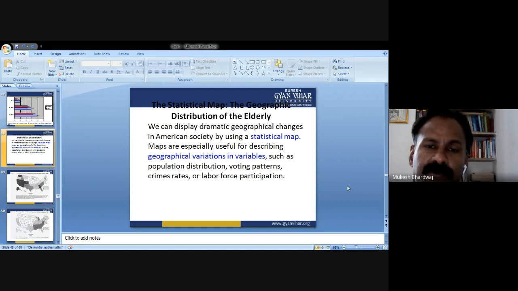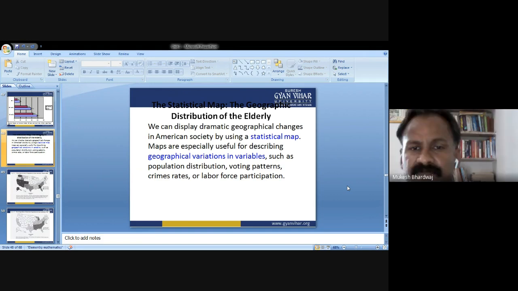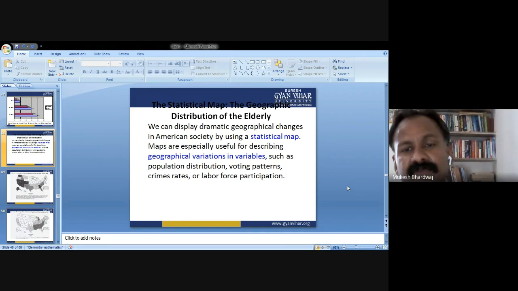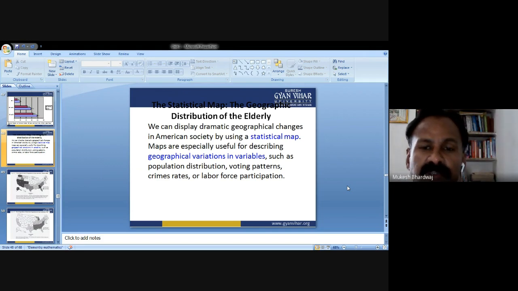The statistical map. Again, this is one of the most important types of representation for data. You have seen many times the geographic distribution of the elderly. We can display dramatic geographical changes in American society by using statistical maps. Maps are especially useful for describing geographical variations in variables such as population distribution, voting pattern, crime rates, or labor force participation. Now, for example, see what the statistical map or geographical distribution of this is.